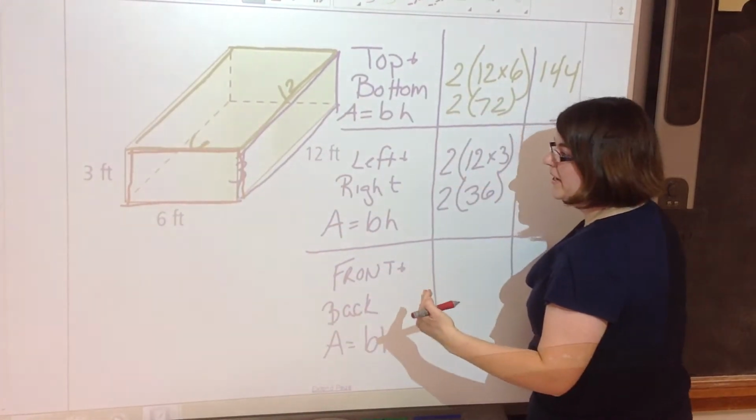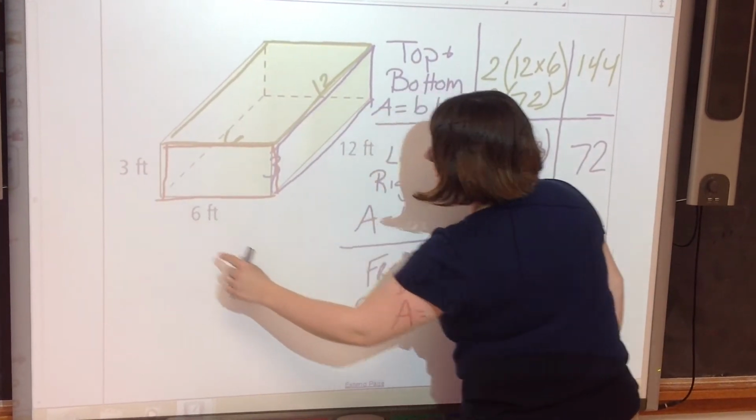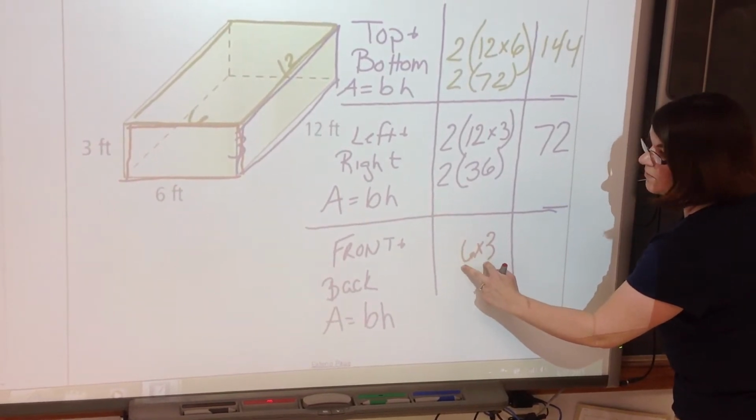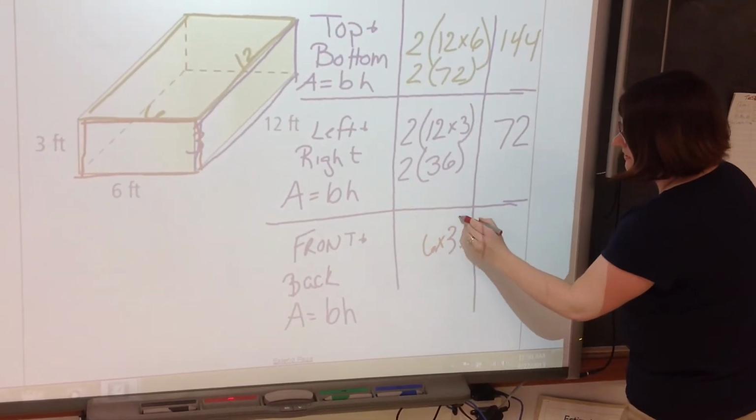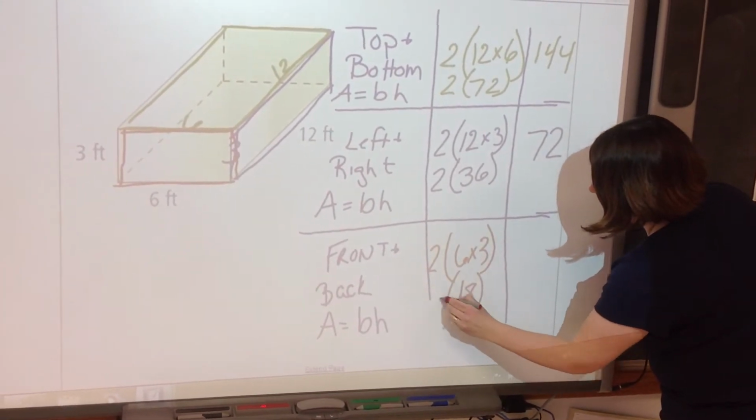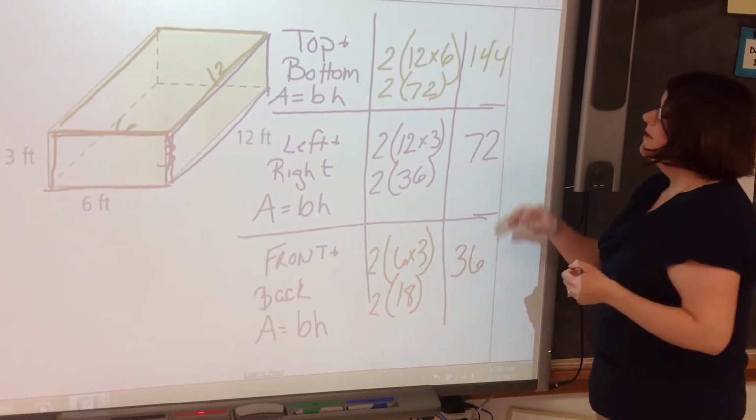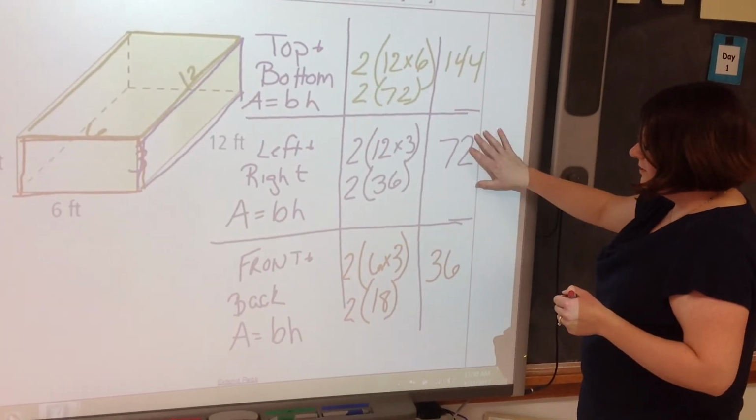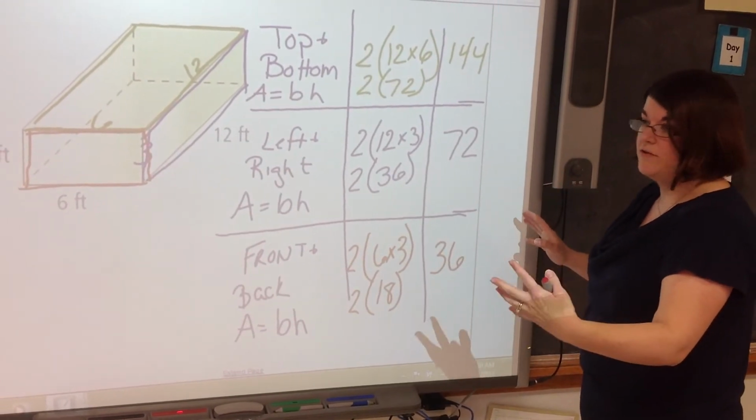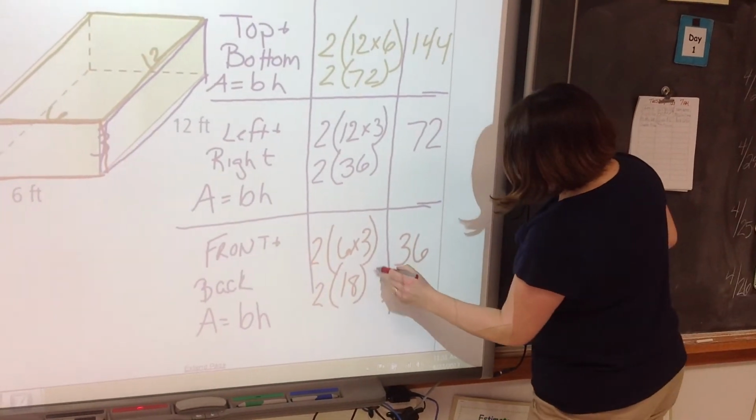And again, we need a base times a height because it's a rectangle. The base is 6, the height is 3. So we do 6 times 3, and it doesn't matter the order. We're multiplying here, so it could be 3 times 6. And then we're going to double it. So now we have 18 times 2. Okay, so the top and the bottom, the left and the right, the front and the back. We now have the 6 pieces of our figure, and we want the total surface area, so we have to add these together.